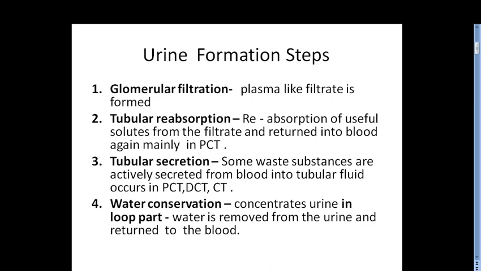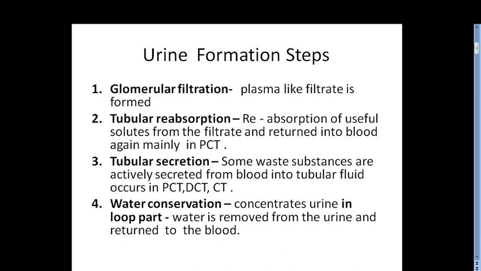So first of all, what are the different steps of urine formation? As you know, the glomerular filtration is the first step in the process of urine formation. So the process of urine formation basically involves 4 steps: glomerular filtration, tubular reabsorption, tubular secretion, and water conservation. So basically in the glomerular filtration, plasma like filtrate is formed in the Bowman's capsule space, and that is called as filtrate.